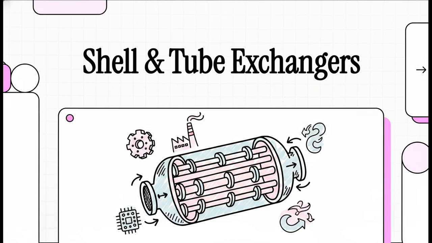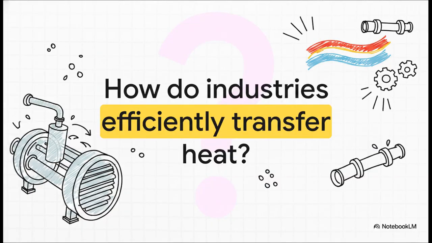Welcome to today's Explainer. We constantly look at these massive factories and the incredible products they crank out, but we almost always miss the absolutely clever engineering happening right under the surface. So today, we're bringing one of those hidden marvels to light, and we're going to break it down piece by piece. So how do industries efficiently transfer heat?